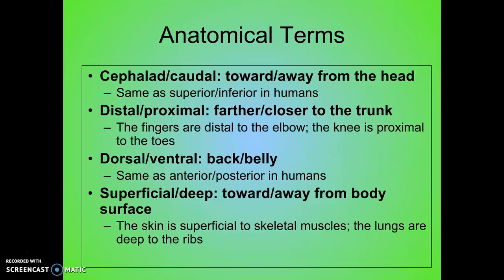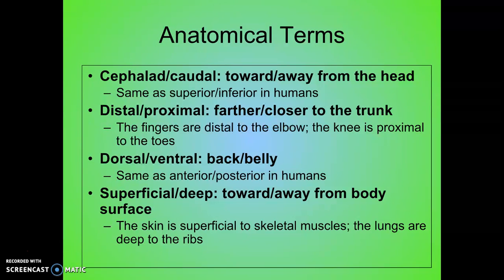Cephalid and caudal are used for animals. This means toward or away from the head. Cephalid means toward the head, which would be the same as superior in us. Caudal means towards the tail, which would be like inferior to us.